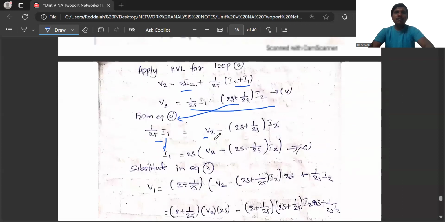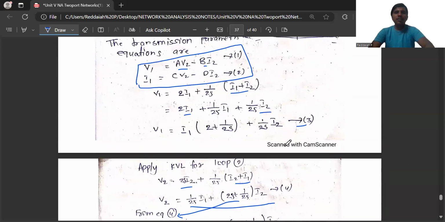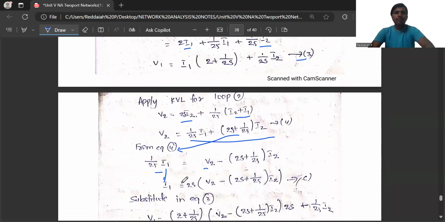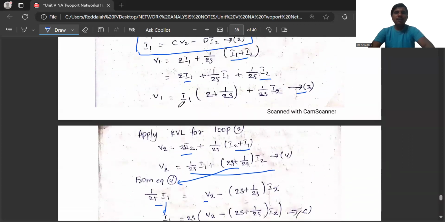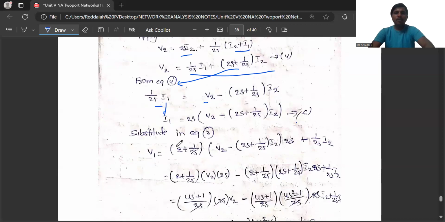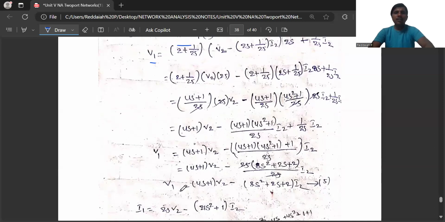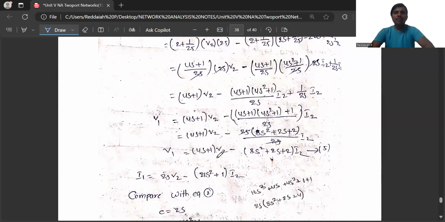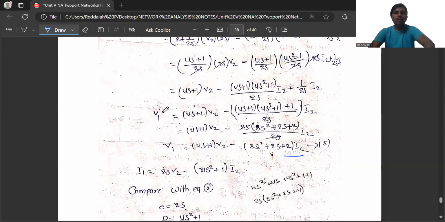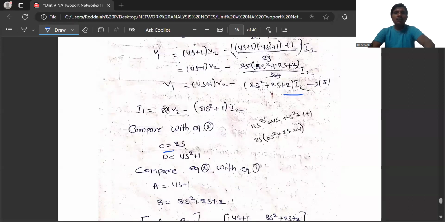Substitute equation 6 in equation 3. In place of I1, you can substitute this. Therefore, substituting in equation 3, you will get V1. After simplifying all this, you will get V1 equals 4s plus 1 V2 minus 1 equation we get. From this equation, I1 equals 2s V2 minus 2 by 1s square into I2. Now compare with equation 2, C equals 2s, D equals 4s square plus 1.